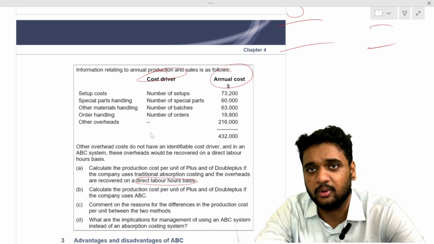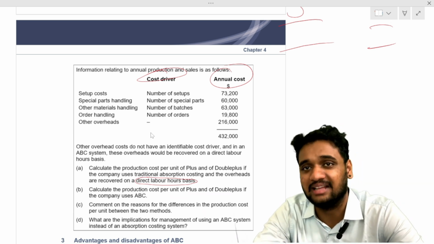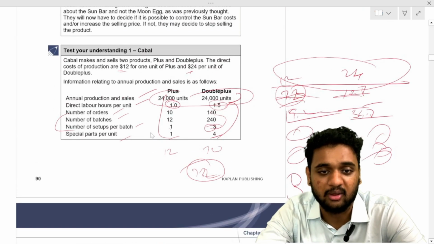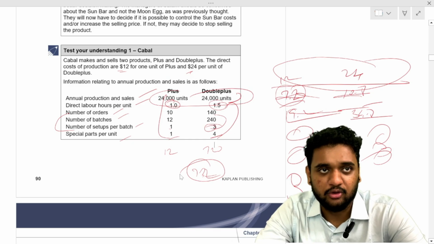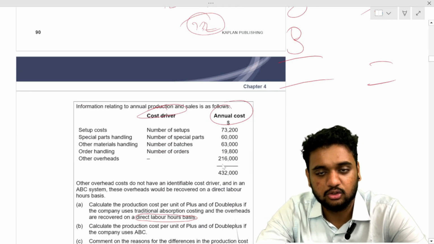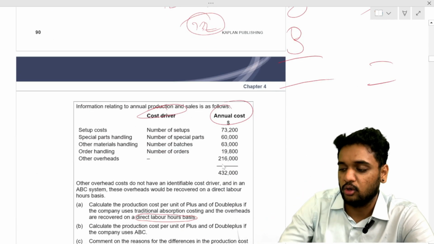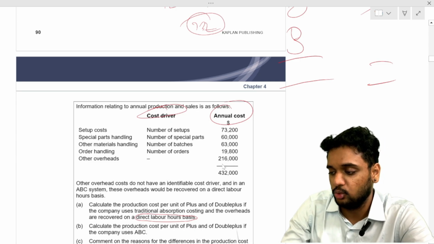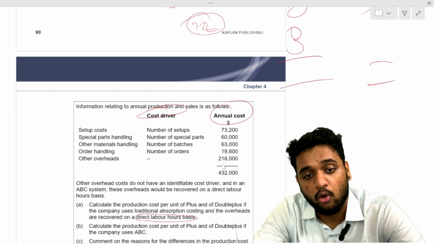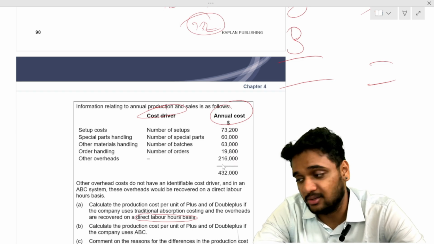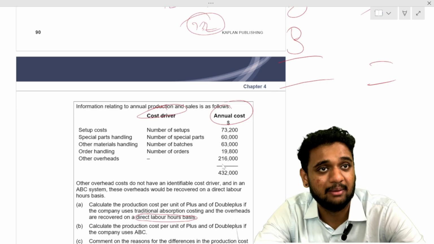If nothing is given to us in the question, we will use the traditional absorption costing method, that is, direct labor hours. What is the total number of labor hours? Per unit is given, now multiply by the number of units to give the total labor hours. 2,16,000 divided by 60,000, how much will you get? Overhead absorption rate for other overheads is equal to 3.6 per direct labor hour.